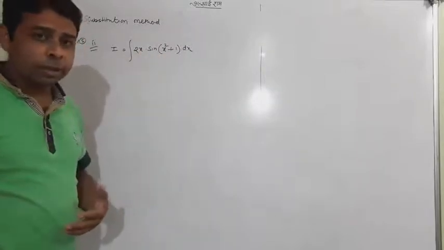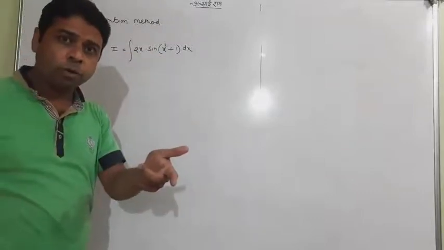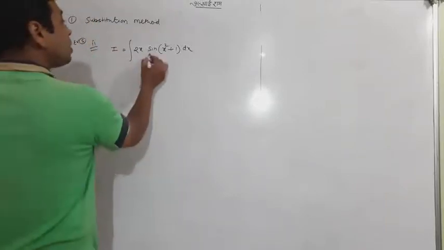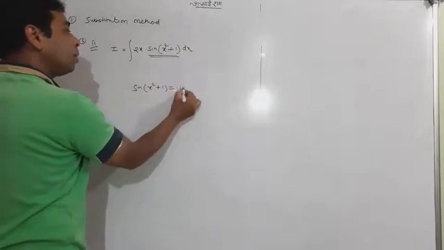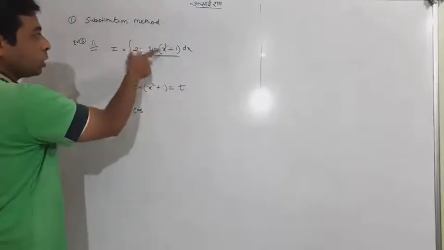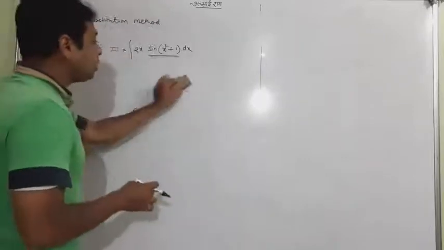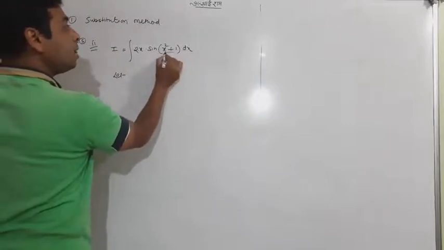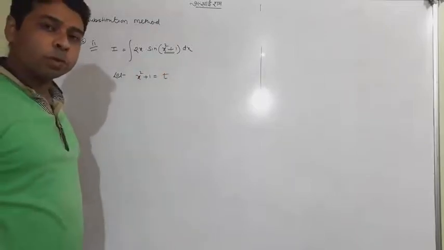Recently I taught you that you will get such kind of two functions where the derivative of one function is included in the other one. If you think that you should consider sine of x square equal to t, I tell you that it's wrong. Why? Because if you consider that as t, the differentiation of sine is going to be cos, but cos is not here. So it's wrong. So what is the right thing? Let me explain: you only consider that the angle x square plus 1 is equal to t.